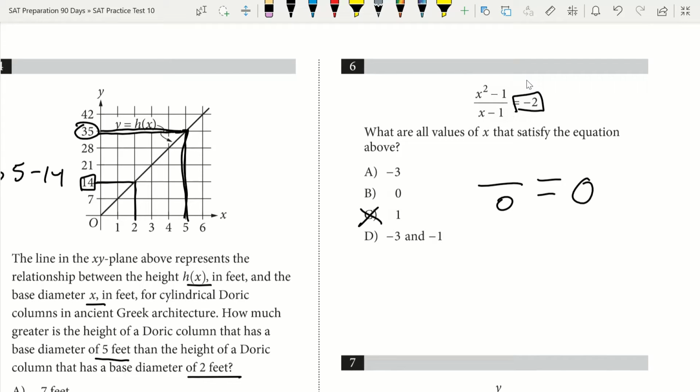Anytime I have an x minus 1 or an x plus 1 or anything like that in my denominator, I'm always looking to set it equal to 0 to figure out what x cannot equal, right? So I would just take my denominator, set it equal to 0, and then I see that x can't equal 1, right? X cannot equal 1. All right, so if I know x can't equal 1, I know C's wrong.